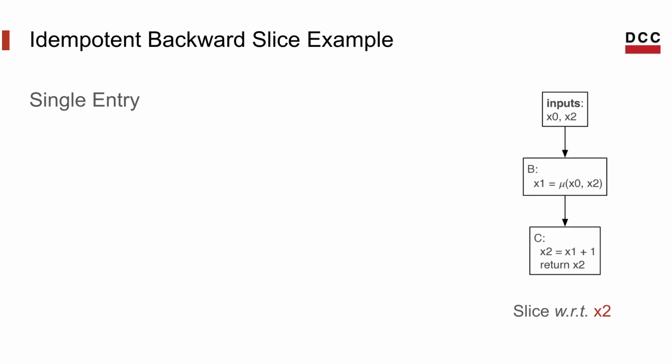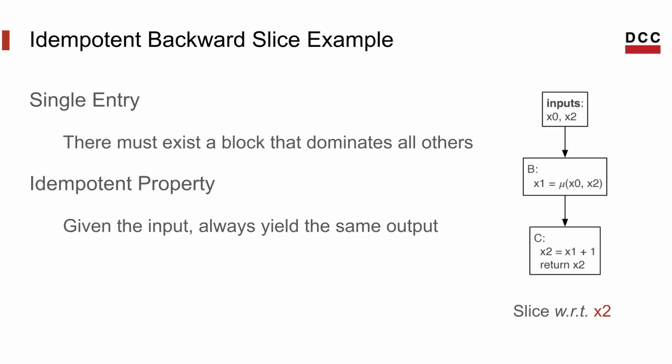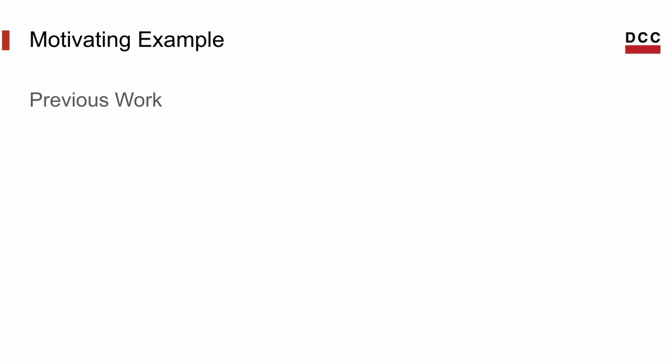With this example, we can show that an idempotent backward slice has a single entry, because the entry node is the block that dominates all others inside the function. And the slice is also idempotent, because given a binding of values to the inputs, the slice will always produce the same output. The motivating example of our work was identified in previous work.